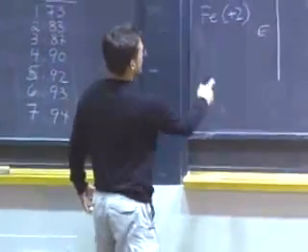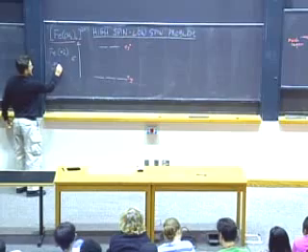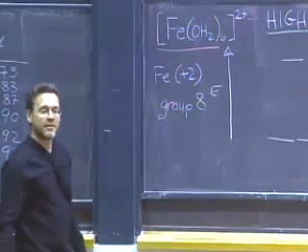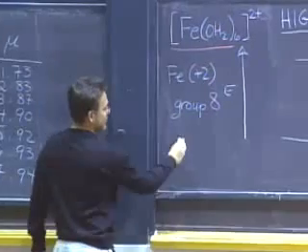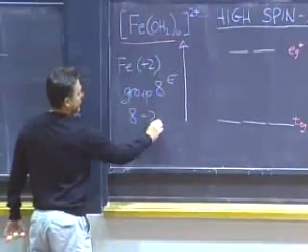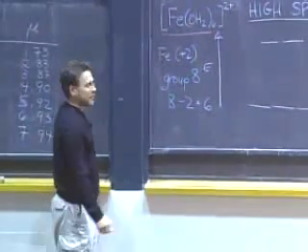And this is iron plus 2. You need to know that iron is in group 8 of the periodic table. So the equation for the number of d electrons here is 8 minus 2 equals 6. Okay? It's in group 8.